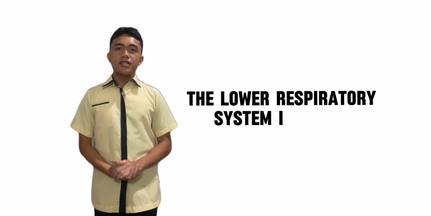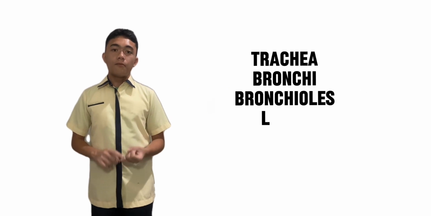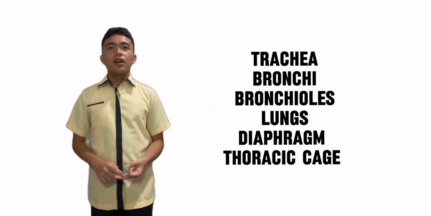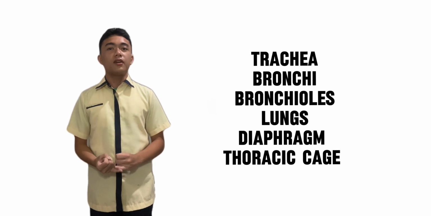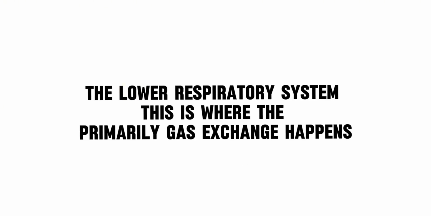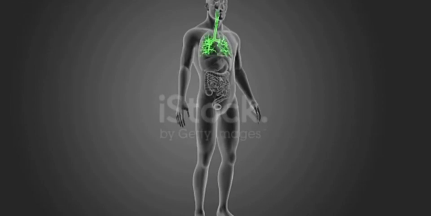lower respiratory system. The lower respiratory system includes the trachea, bronchi, bronchioles, lungs, diaphragm, and the thoracic cage, also known as the rib cage. In the lower respiratory system, this is where the primary gas exchange happens.